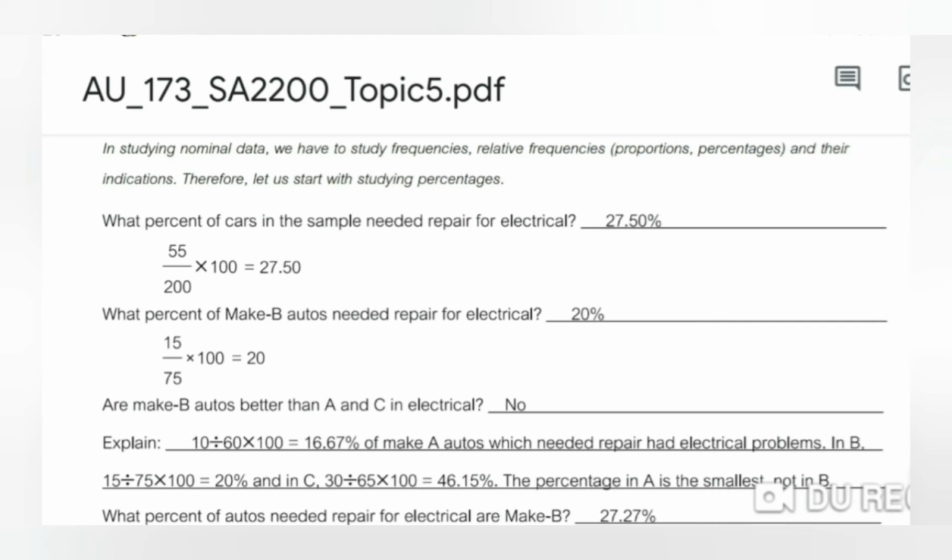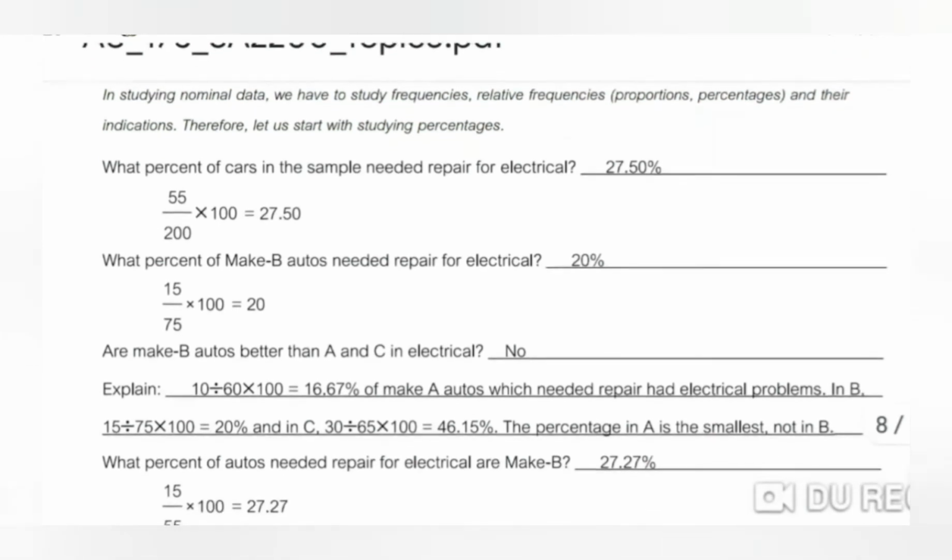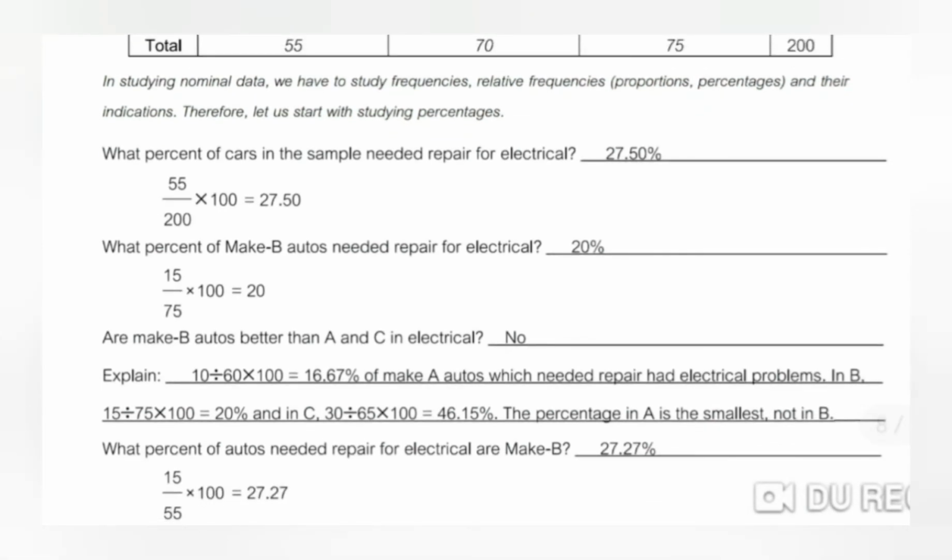Comparing percentages, we can draw conclusions like this. The next question: what percent of outdoors needed repair for electrical? So 55 outdoors in the sample needed repair for electrical. Out of them, how many are make A? So 15. So 15 from 55 is 27.27%.